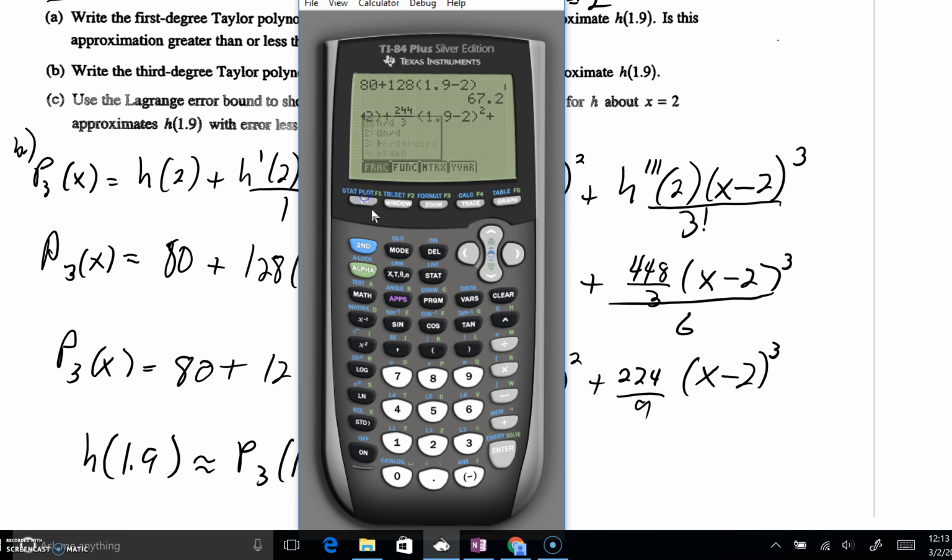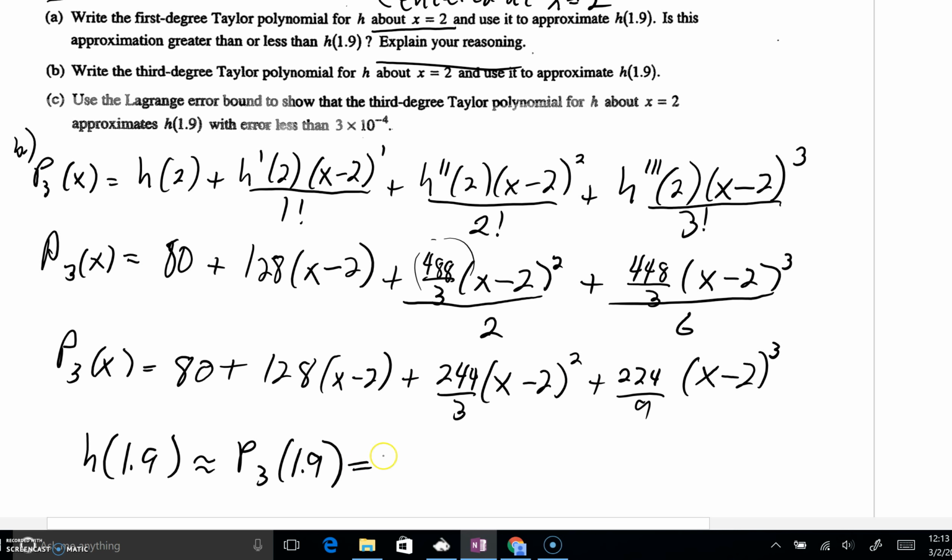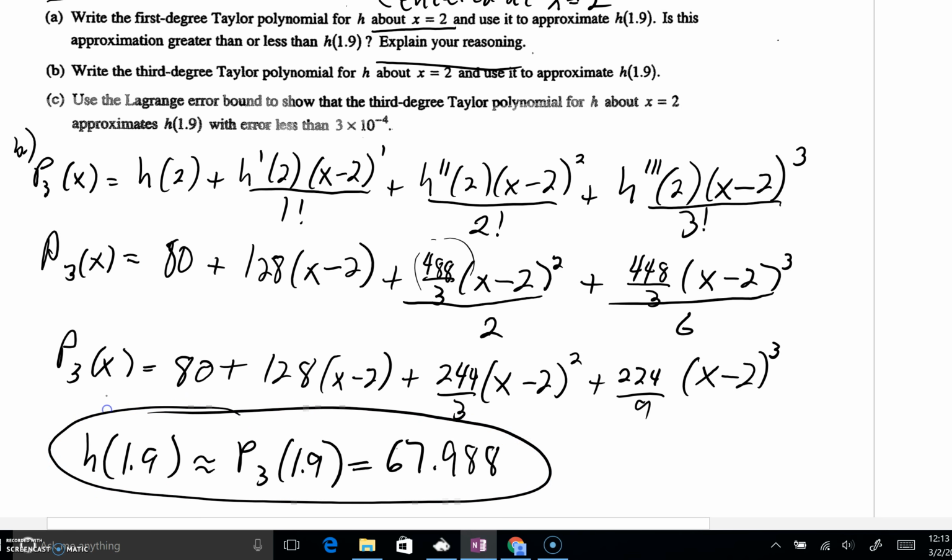So we'll go alpha y equals, get a fraction going. 224, bring that down here to 9. And then we'll say it's 1.9 minus 2, and we're bumping it up to a 3. When you hit enter, you're going to see that you get roughly about 67.988. And remember, in AP rounding, we'll just go to 3 decimal places. And so that, honestly, is that second part.